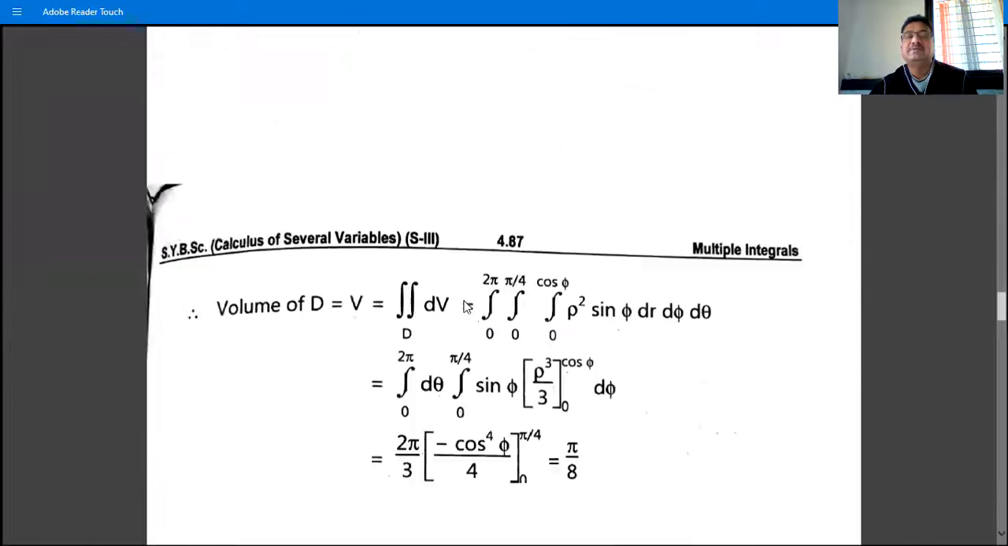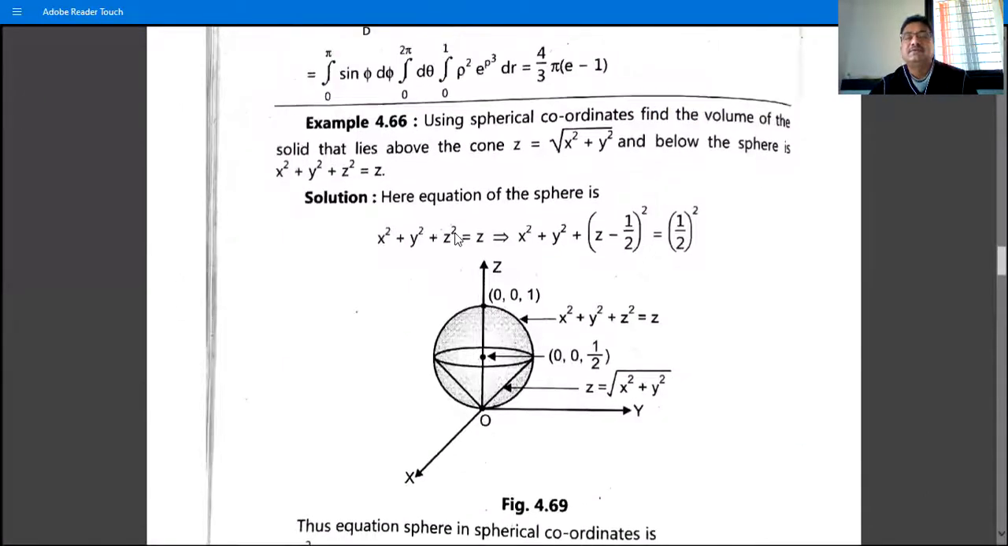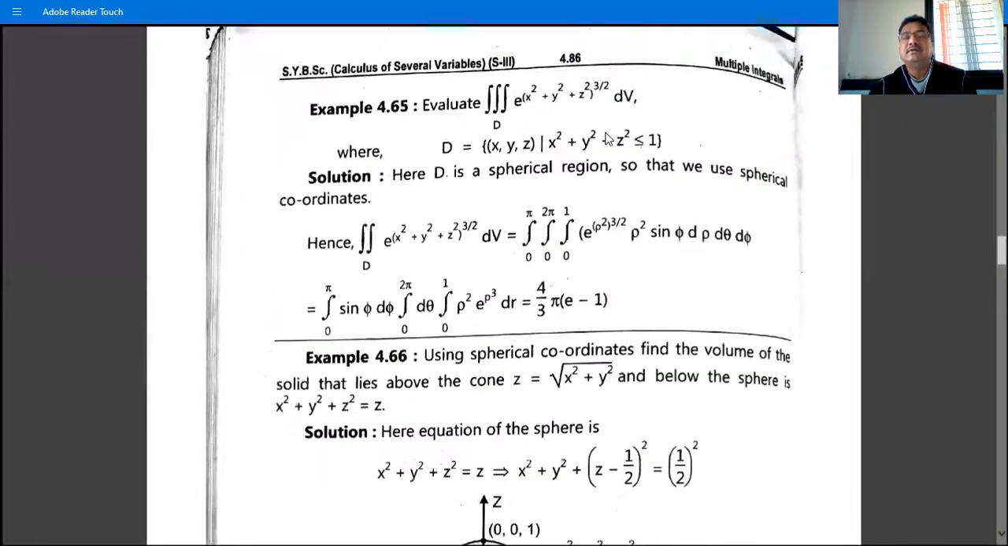x square plus y square plus z square here is equal to what? If we solve x square plus y square plus z square, then it is r square or rho square. So x square plus y square plus z square is r square, and raised to 3 by 2, and integration from 0 to 1, 0 to 2 pi.